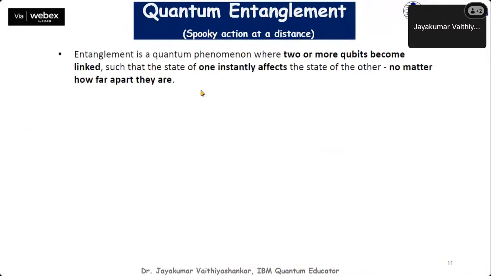Entanglement is a quantum phenomenon where two or more qubits become interlinked such that the state of one instantly affects the state of the other, no matter how far apart they are. It means there is a strong correlation between two quantum particles.